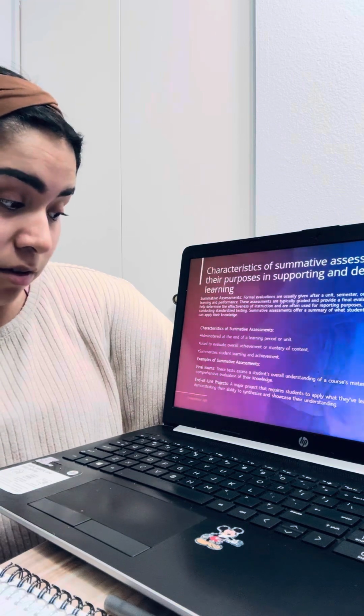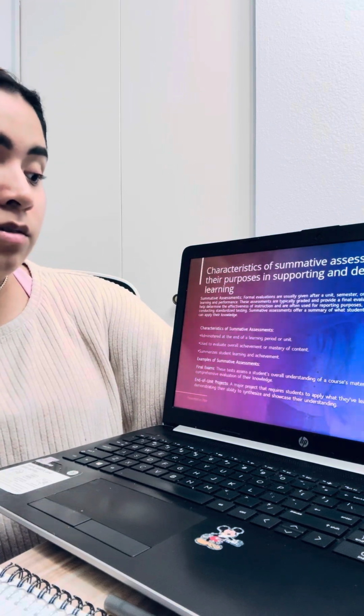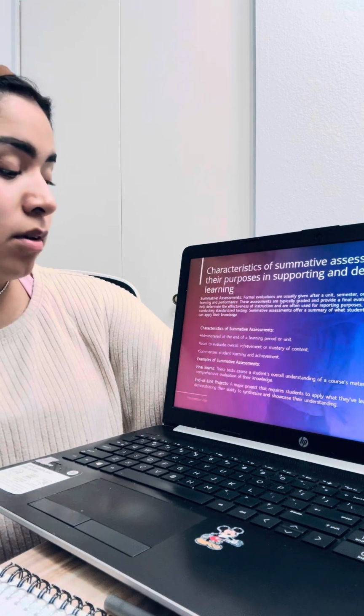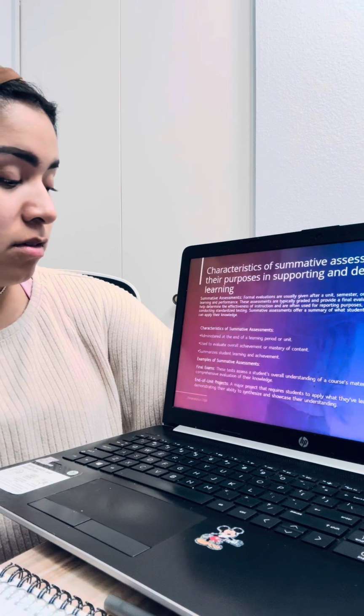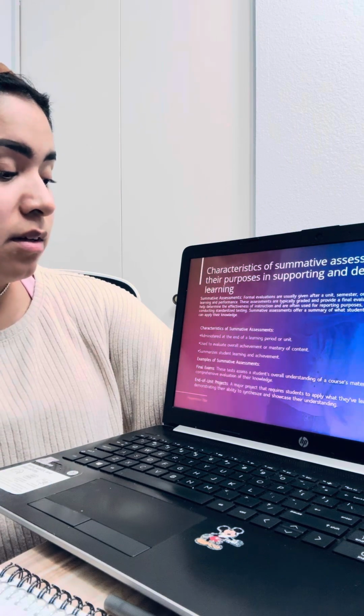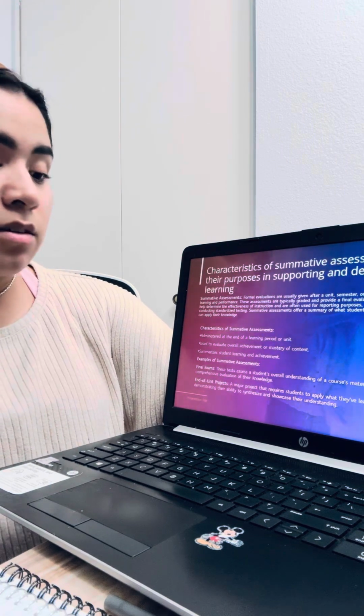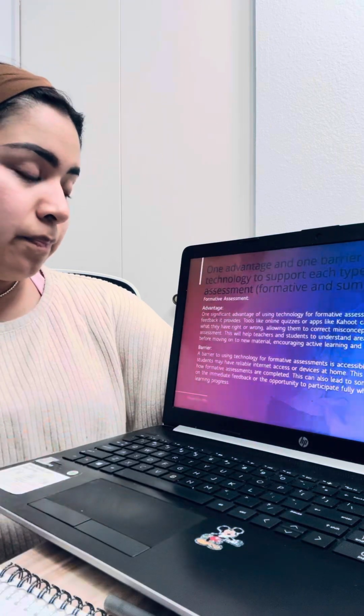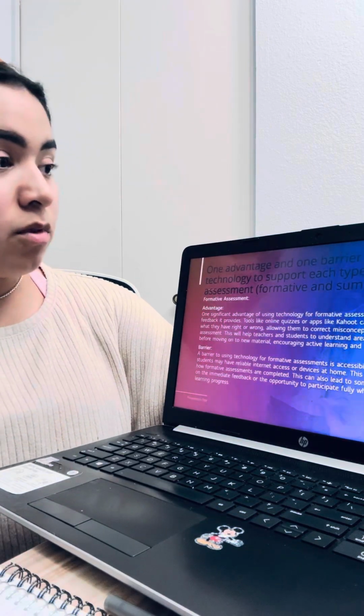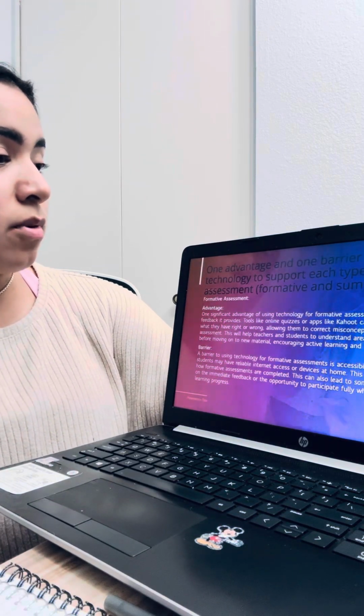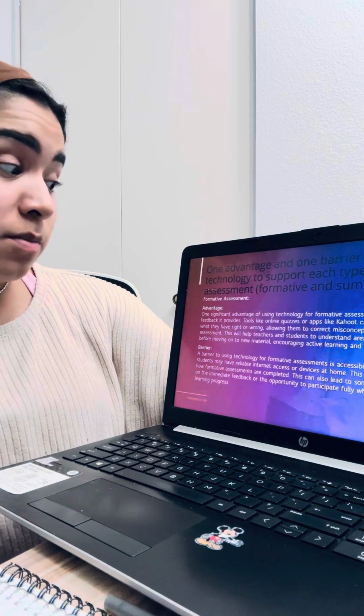Or end-of-unit projects, a major project that requires students to apply what they've learned throughout the unit, and it allows them to demonstrate their ability to synthesize and showcase their understanding. One advantage and one barrier when using technology to support each type of assessment.